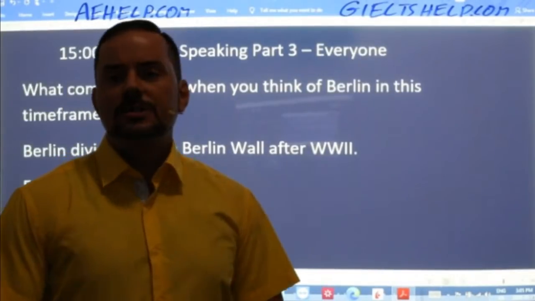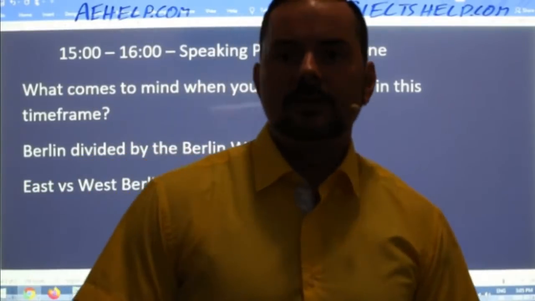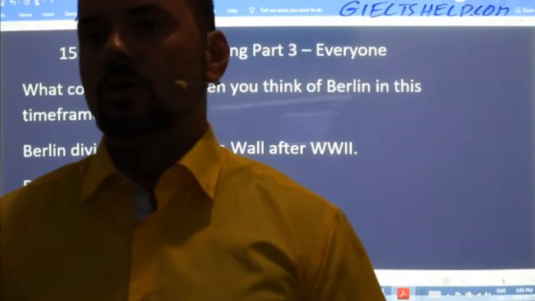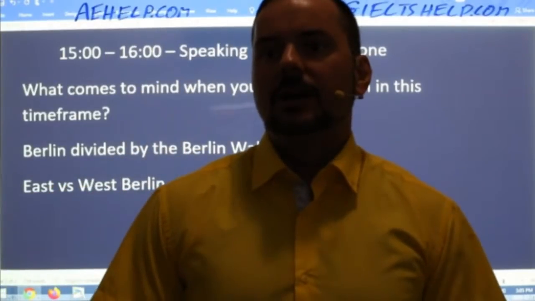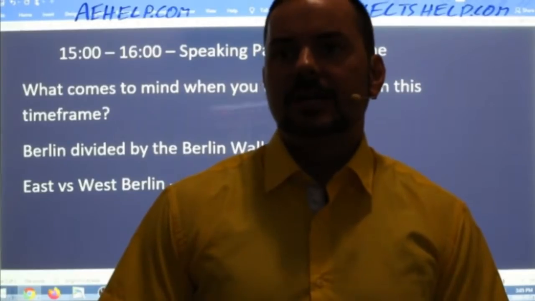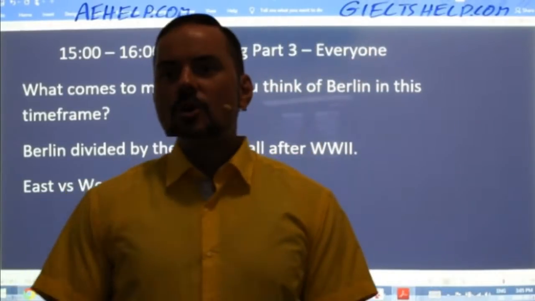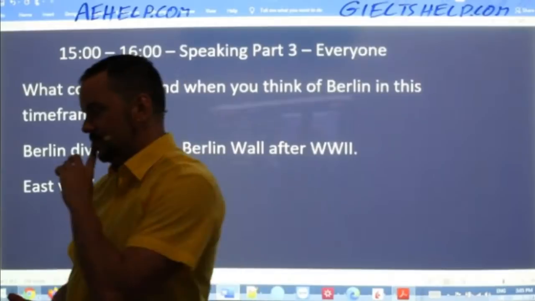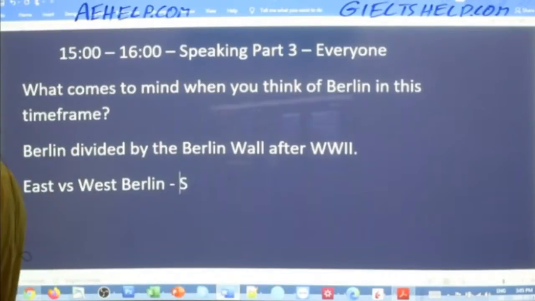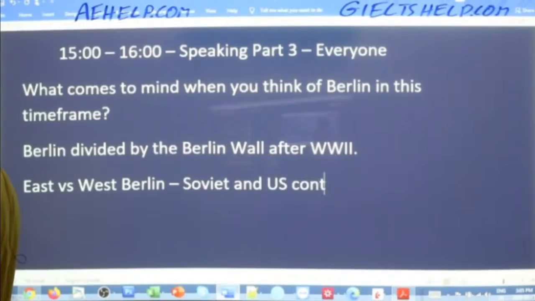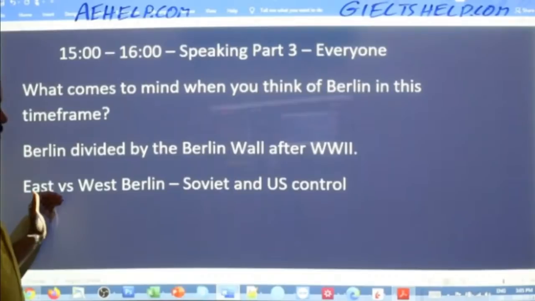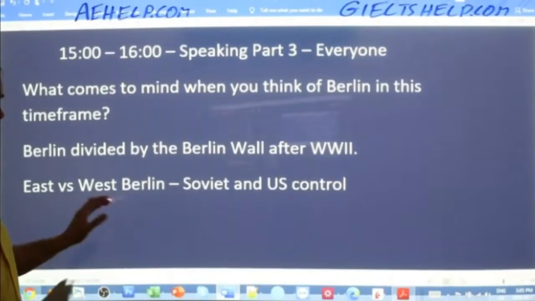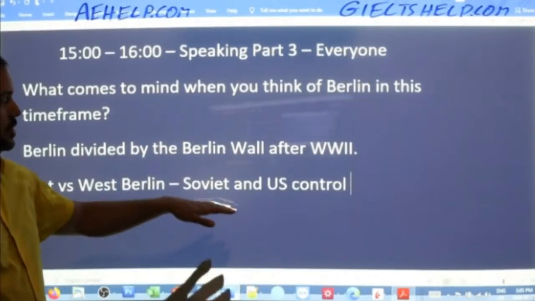And what was that division? So who was in control of East Berlin? Who was in control of West Berlin? That's a very, very important part of modern history. Prashant says, I think the US and the Soviets, that's right. So Soviet and US control. Absolutely. East Germany was controlled by the Soviets and West Berlin was controlled by the US.